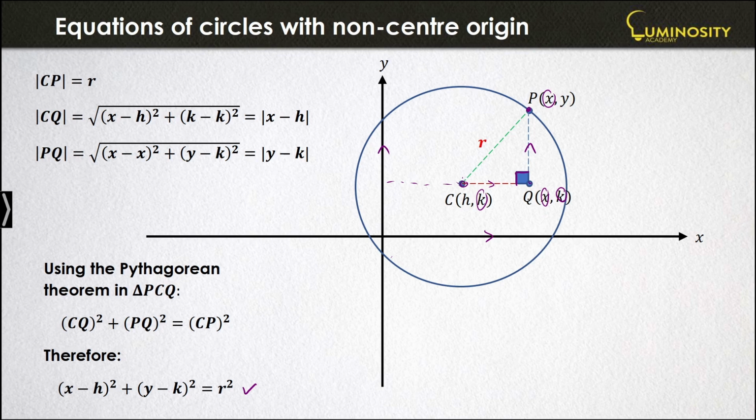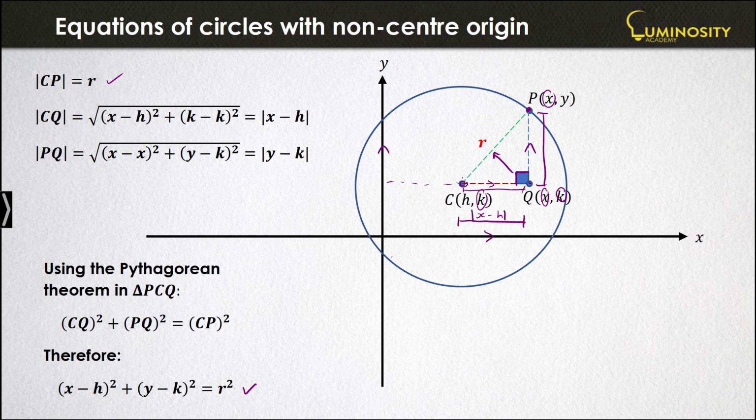This is a right angle triangle. In this right angle triangle, the hypotenuse, CP, is r units. Then, how do I find the distance of CQ? And how do I find the distance of PQ? Now over here, I've used the distance formula, but we don't have to use the distance formula necessarily. The reason for that is that if you look, C and Q are on the same horizontal line, right? So their y values are the same. So the distance is just the difference in the x values, x minus h.